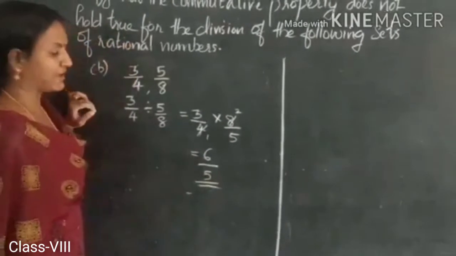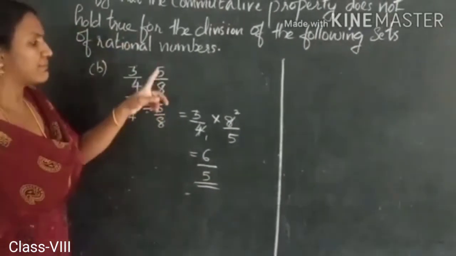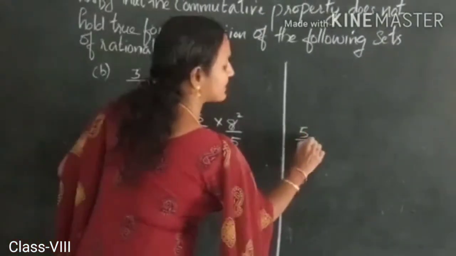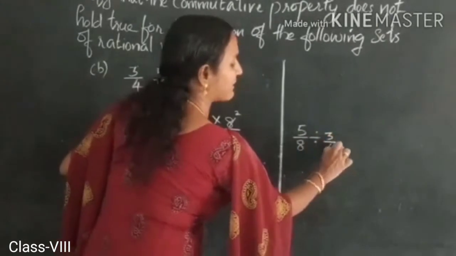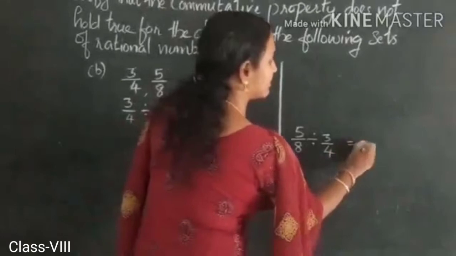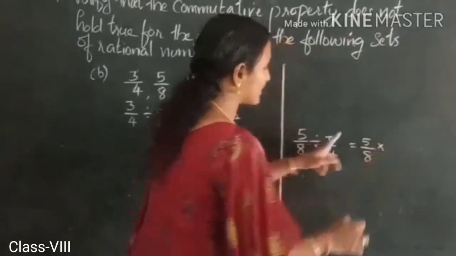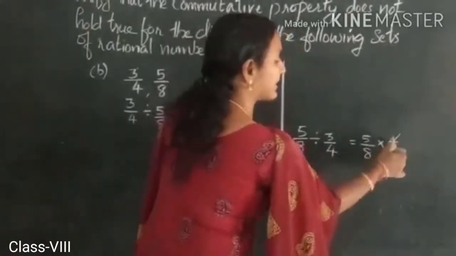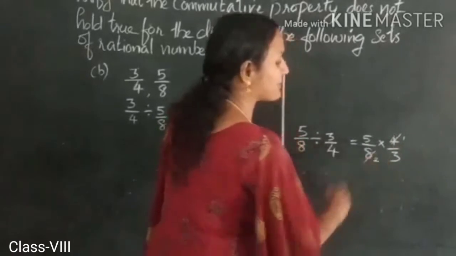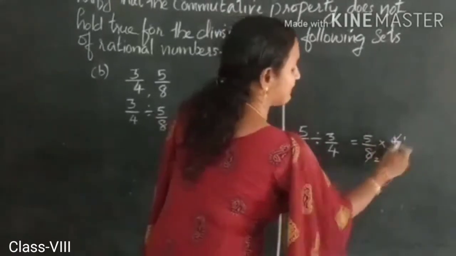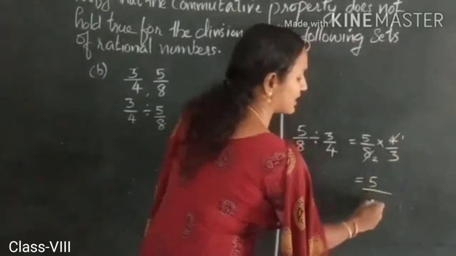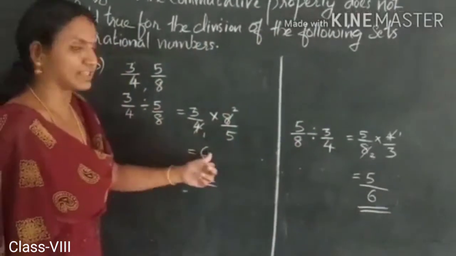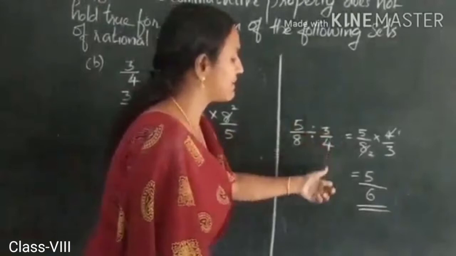6 by 5. Then the next one, divide 5 by 8 and 3 by 4. 5 by 8 divided by 3 by 4 is equal to 5 by 8 into the reciprocal of 3 by 4, 4 by 3. And again cancellation. 1 4s are 4, 2 4s are 8. Then multiply the numerators. 5 into 1, 5 divided by 2 into 3, 6. So 5 by 6. 3 by 4 divided by 5 by 8 is 6 by 5. 5 by 8 divided by 3 by 4 is 5 by 6.